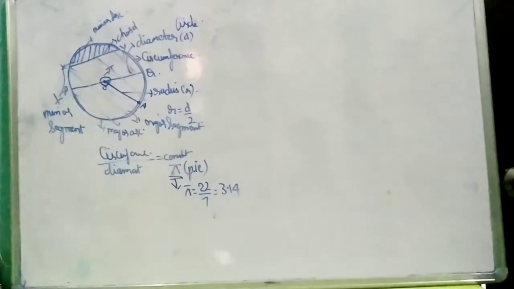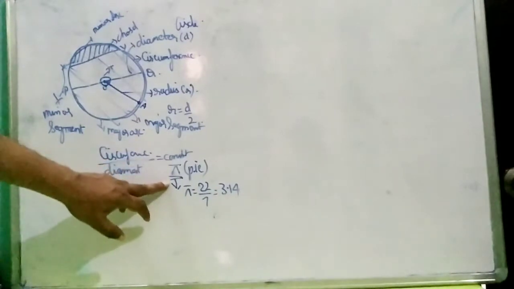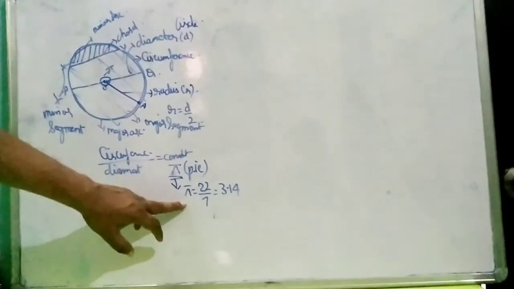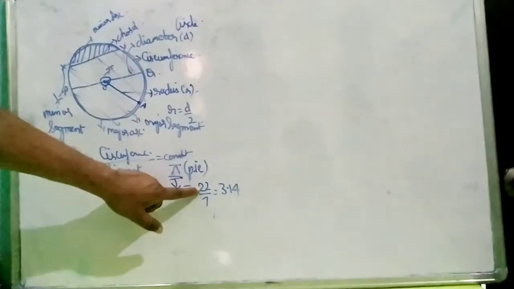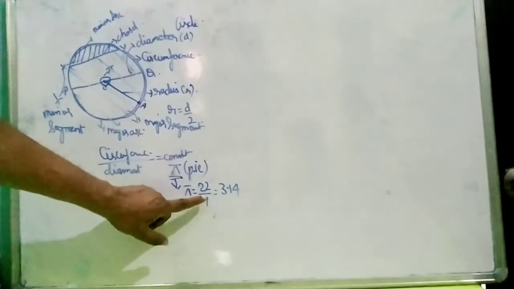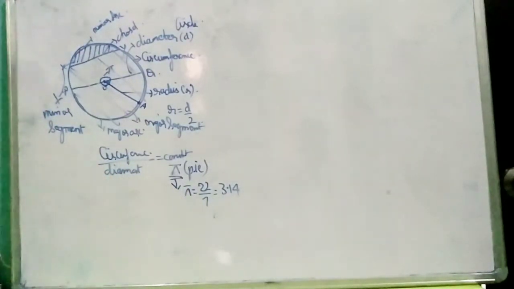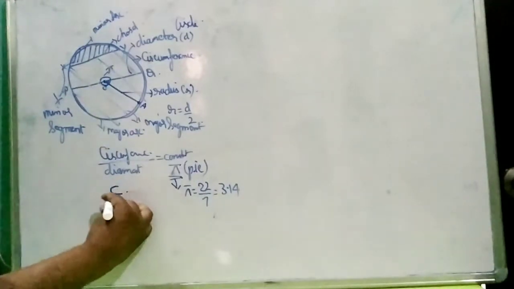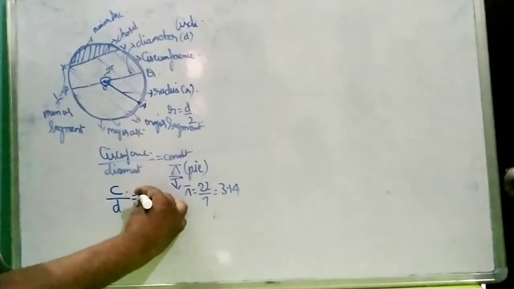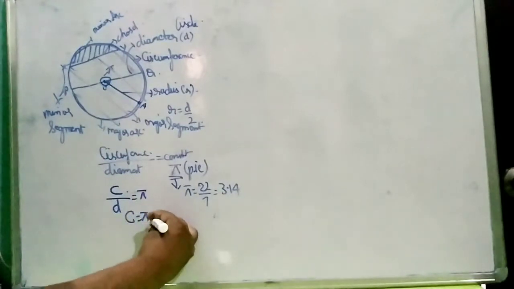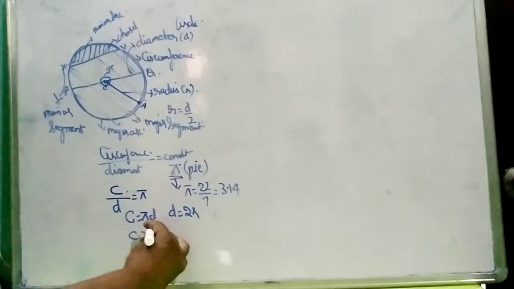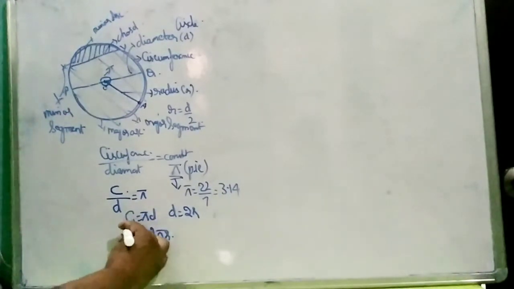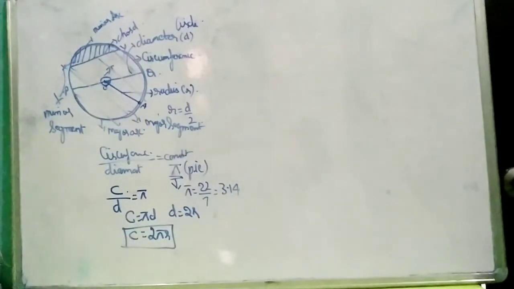So remember, the ratio between the circumference and the diameter of any circle is always constant. That constant is denoted by pi, and the circumference and diameter of any circle are in a ratio of 22 upon 7. That's why the value of pi is taken as 22 upon 7. So circumference c divided by diameter d is equal to pi, c is equal to pi d, but d is equal to 2r, so c is equal to 2 pi r. This is the formula to find out the circumference of any circle.